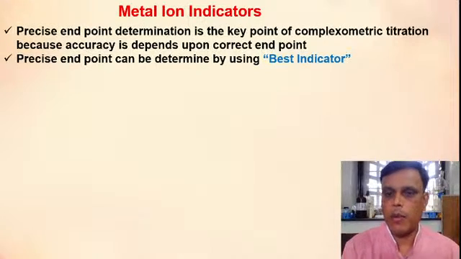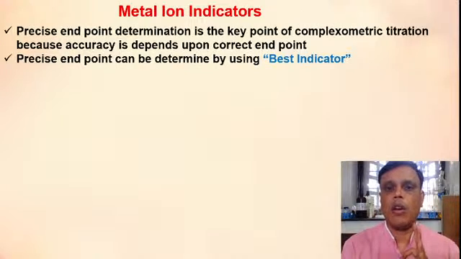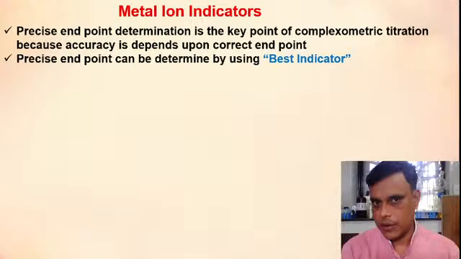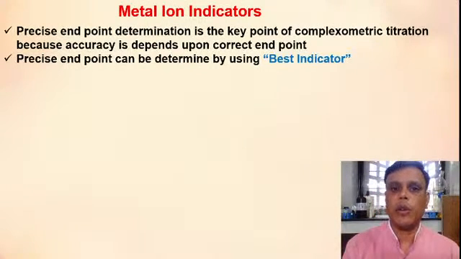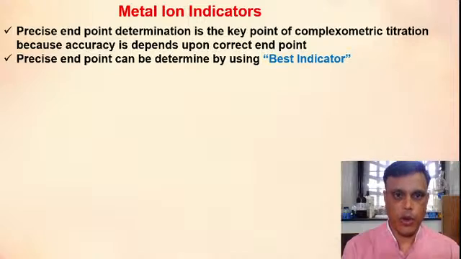Why is this the key factor of complexometric titration? Because the precise or accurate endpoint depends upon the accuracy of your experiment. If you want a correct experiment, correct concentration, then you have to determine the endpoint accurately. So to determine the endpoint accurately, what do you have to do? You have to use the best indicator. That means the use or choice of indicator is very very important. So there are some properties which an indicator must follow to act as a best indicator.